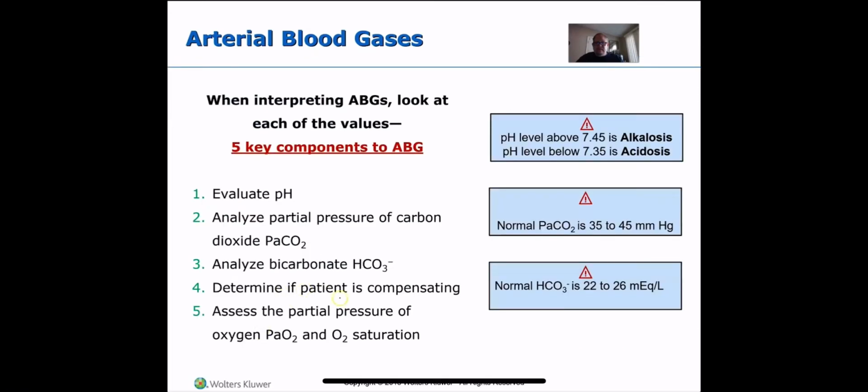All right, five key components. We've talked about this a couple of times now, just in different forms. First, evaluate the pH. If it's above 7.45, it's alkalotic. If it's below 7.35, it's acidotic. Your CO2 is 35 to 45, so anything outside of that is going to help drive your acidosis or alkalosis. The same with your bicarb: if it's 22 to 26, outside of those ranges is going to be driving your acidosis or alkalosis.